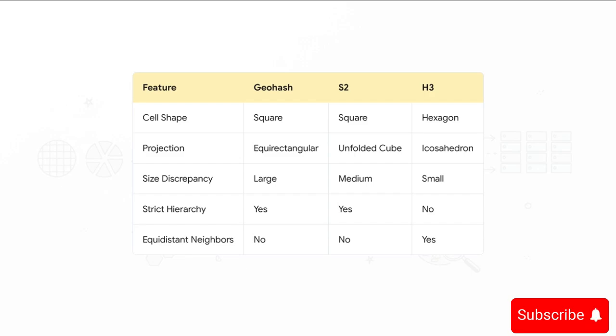But notice the trade-offs. To get those perfect hexagons, H3 has to sacrifice the strict parent-child hierarchy that Geohash and S2 have. In H3, a point inside a tiny hexagon isn't guaranteed to also be inside that hexagon's larger parent cell. And for some applications, that can be a problem.